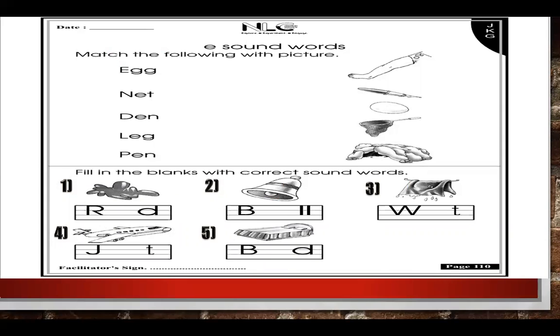Now we need to learn some words. These are the spellings you have learned. First we are going to read words and match them with pictures. First, E-G-G, egg. So match it with egg. Net, N-E-T, net. So match it with net.